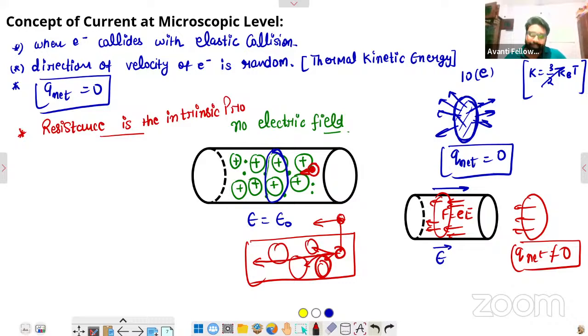Because it depends on material to material how it will behave. So resistance is the intrinsic property. Clear है? This is a very important point. अब समझ में आया सभी को? Everyone?